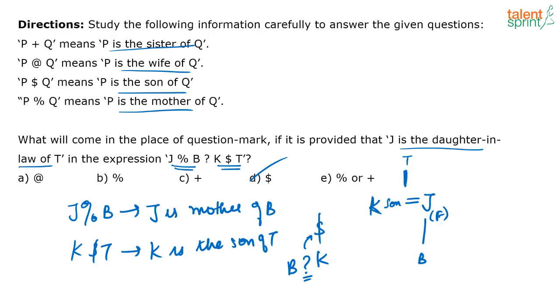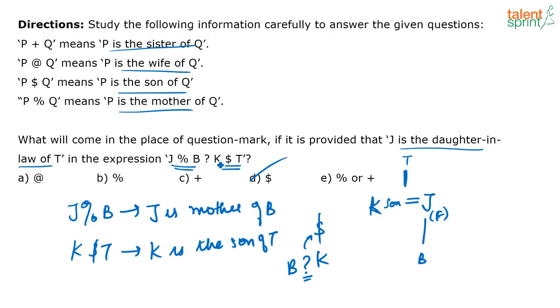Okay, I'll explain it once again. What have they given here? When this statement is completed, we should be able to say that J is the daughter-in-law of T. So what does that mean? T has a son who is married to J. Now the first statement, J percentage B, means that J is the mother of B. That is there here already. Next, there is K dollar T. K dollar T means K is the son of T. So basically K and J have to be married.